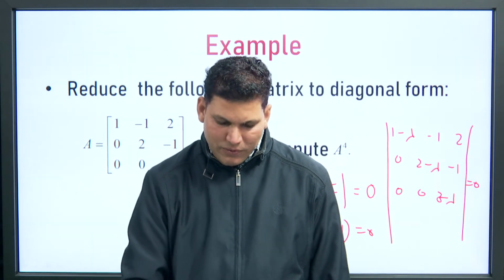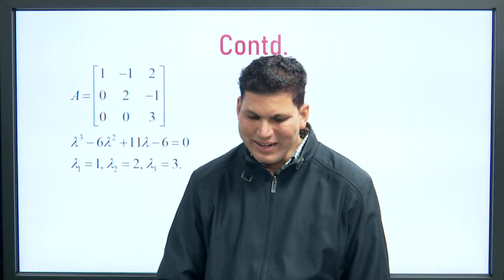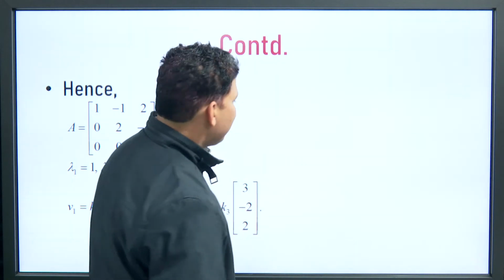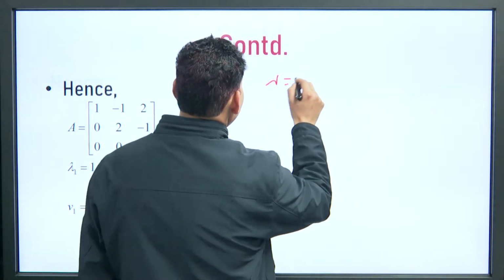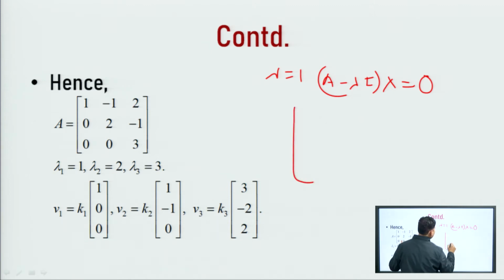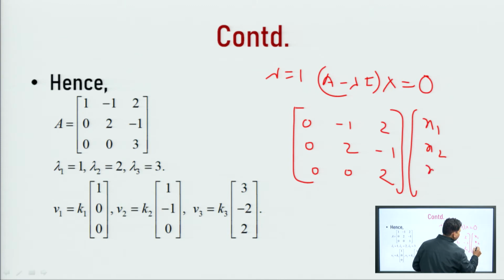Okay. So, now for each eigenvalue we want to find eigenvectors. How will we calculate the eigenvectors? Let us see this. Suppose lambda equal to 1, find the eigenvector: (A minus lambda I)x equal to the 0 matrix. So, A minus I times x equal to 0. So, this is the matrix 0, minus 1, 2; 0, 2, minus 1; 0, 0, 2, and the eigenvector column vector x1, x2, x3 equals the right hand side 0 vector, this is 0, 0, 0.